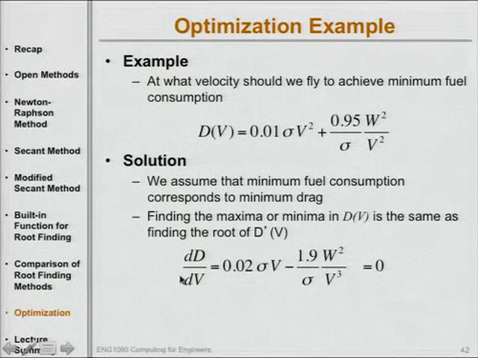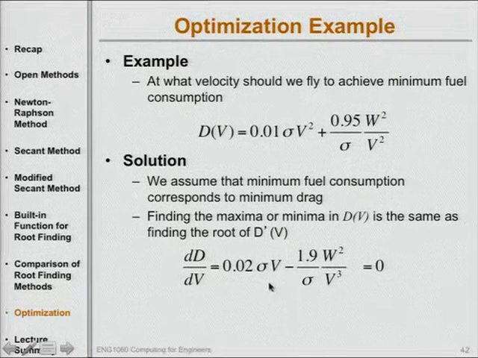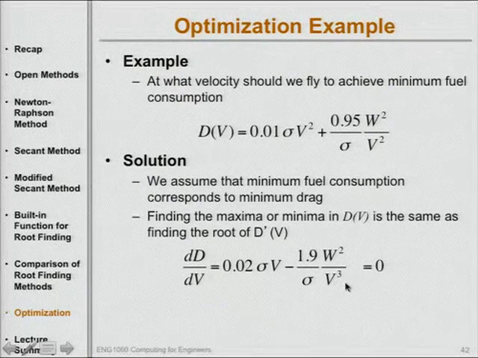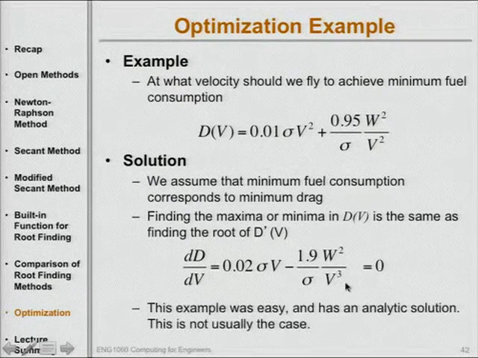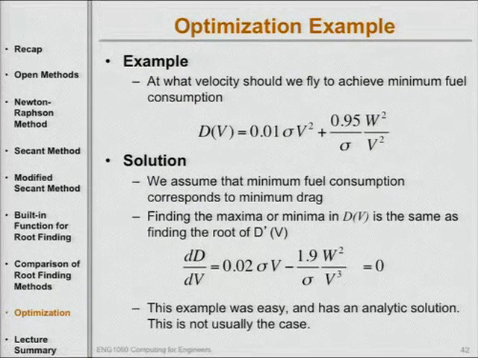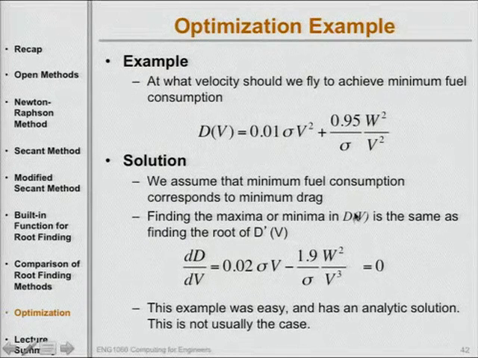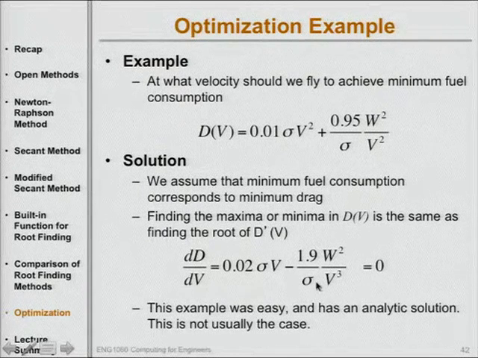We then need to find the root of this equation. Now, if you just look at this equation, you can actually solve that analytically, right? You can just say, okay, when does 0.02 sigma v equal 1.9 w squared divided by sigma v cubed? You can actually do this one analytically. It's not very difficult. Generally speaking, that's not the case. Generally speaking, you won't have something where you can easily solve this equation, and then you'll need to bring in your root finding expertise.